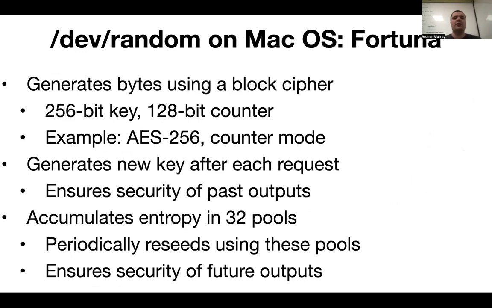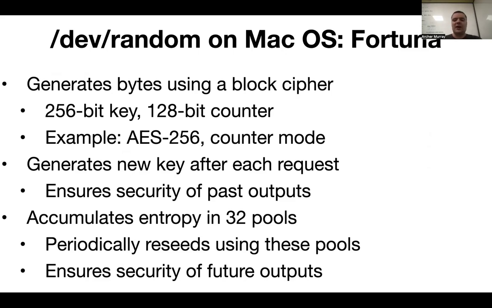Nowadays, Mac OS uses an algorithm called Fortuna for its /dev/random. Fortuna uses a block cipher to generate bytes. Specifically, it uses a block cipher in counter mode with a 256-bit key and a 128-bit counter. So basically, it encrypts 0 using a random key, then it encrypts 1 using a random key, and the outputs of these are used as random numbers.